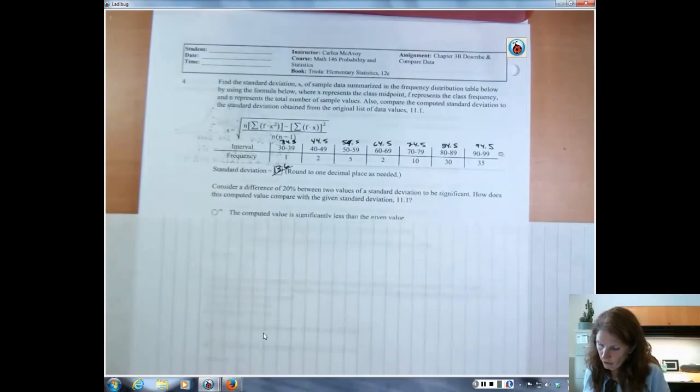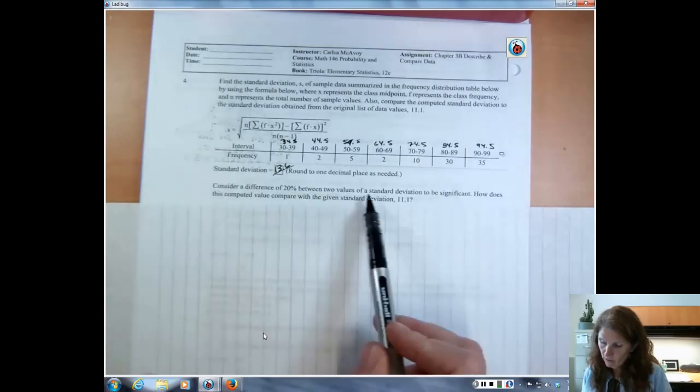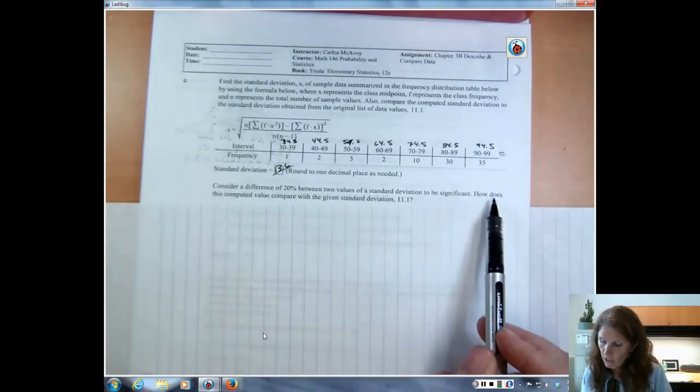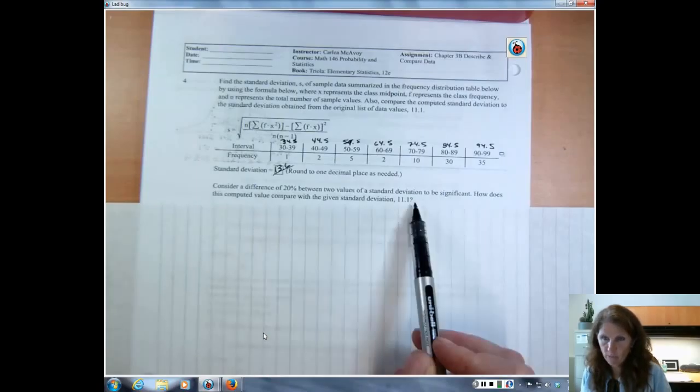I don't think you should do any of those long calculations. Use your calculator, that's the point. Consider the difference of 20% between two values of a standard deviation to be significant. How does this computed value compare with the given standard deviation of 11.1?